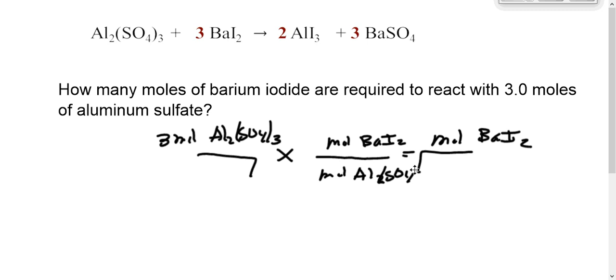And all I have to do now is look to my balanced equation. There's a 3 in front of the barium iodide there. And there's a 1 here. We don't write 1s, remember that, so I put a 1 here. So then I take 3 times 3 over 1, which the answer just becomes 9. So 9 moles of barium iodide are required to react.